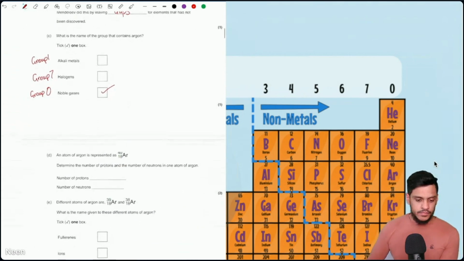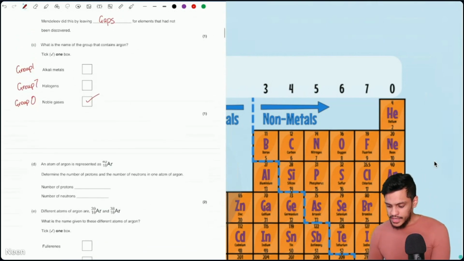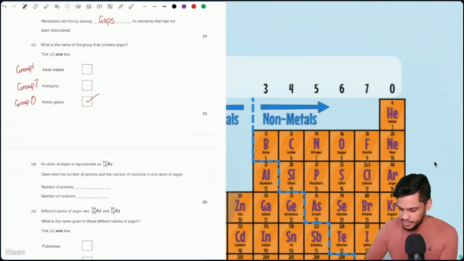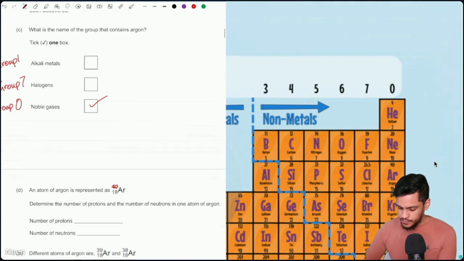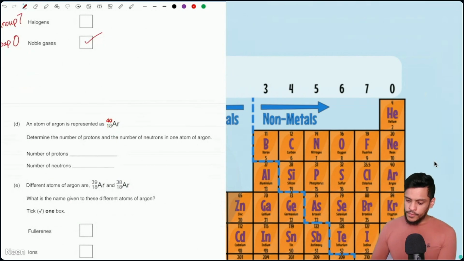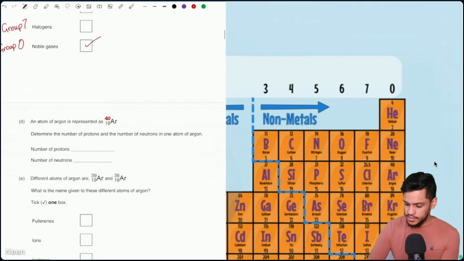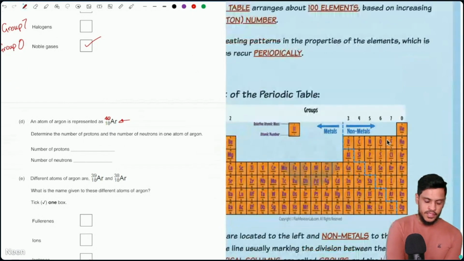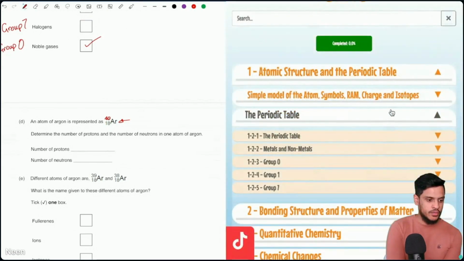Yep. Thank you. Okay, so next question. An atom of argon is represented by this. This should be a 40, by the way. It's been cut off a bit. Determine the number of protons and the number of neutrons in one atom of argon. What do you guys think for that one? The top numbers are called the mass numbers, and the bottom ones are called the atomic numbers.